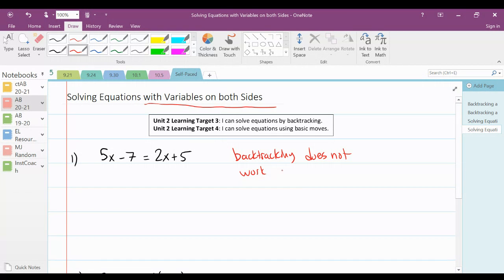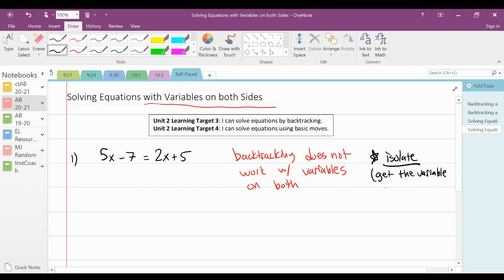All right. So what we need to do is figure out how we can get the variables onto one side of the equation. And that is point number one of our goal. All right. Our first goal is always to isolate the variable. So isolate or get the variable on one side. All right. So we want to isolate the variable.